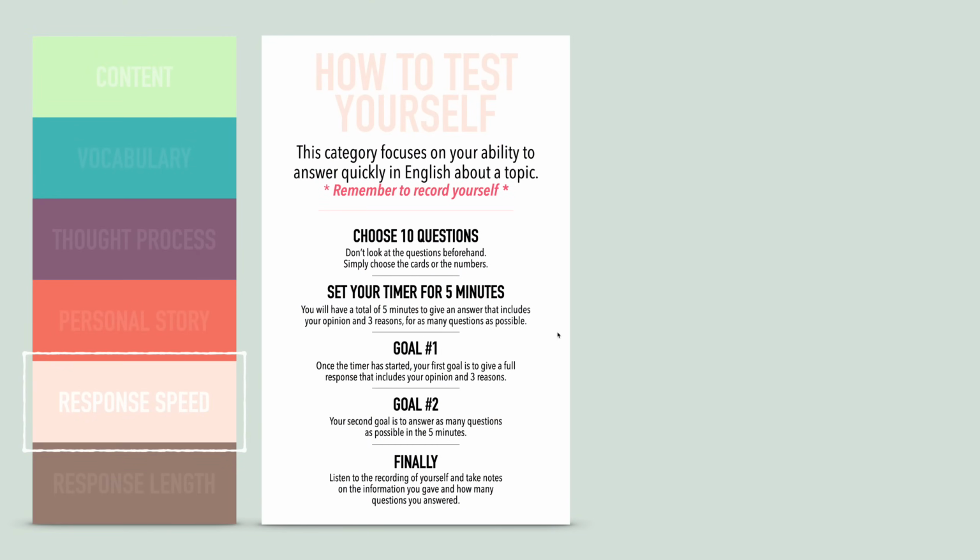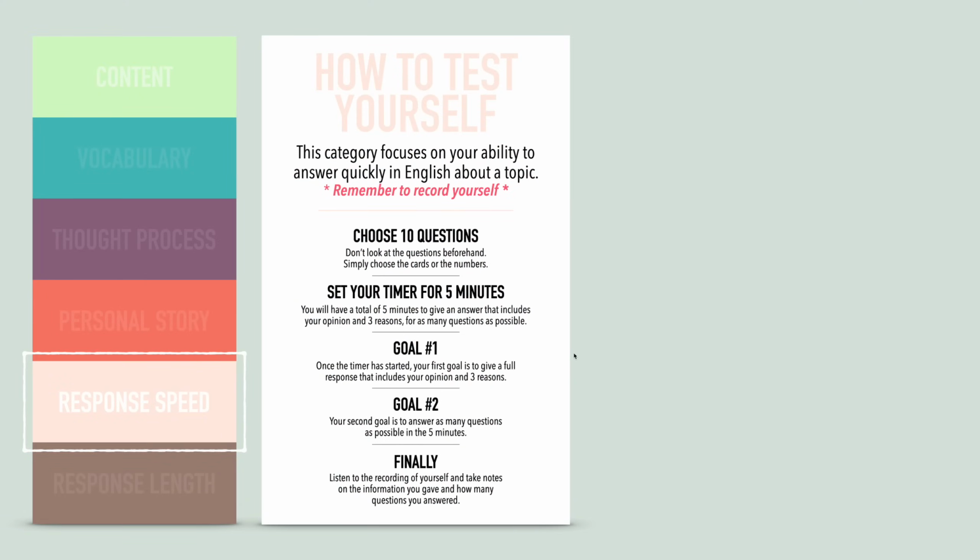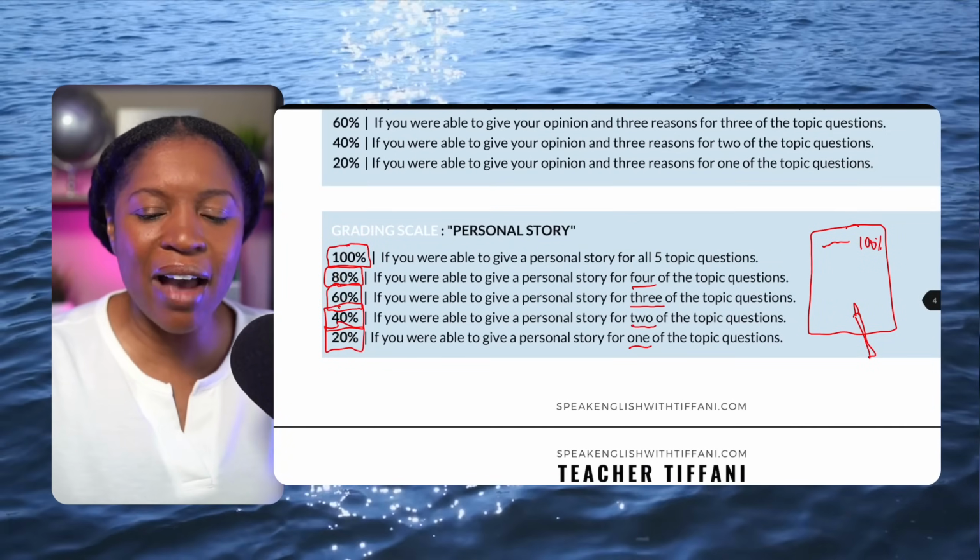So again, looking at this category, you want to choose 10 questions. Don't look at them beforehand. And again, you want to set your timer for 5 minutes. So again, I'm going back, setting my timer for 5 minutes. All right. 5 minutes for this category. Then your goal is to give your opinion and 3 reasons for as many questions as possible. Now remember, you chose 10 questions and you're setting your timer for 5 minutes. But it's okay if you don't get all of the 10 questions answered. You want to see how many you can answer, giving your opinion and your reasons in that 5-minute period.